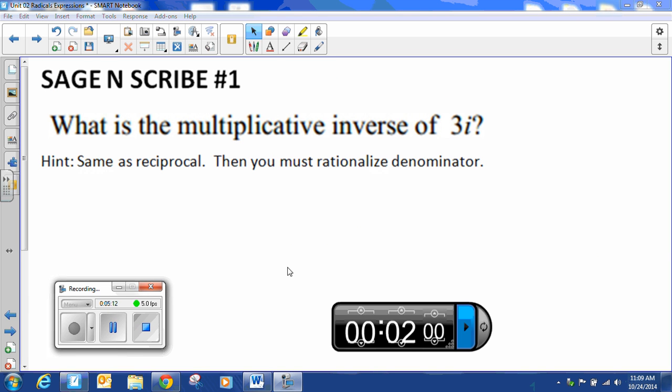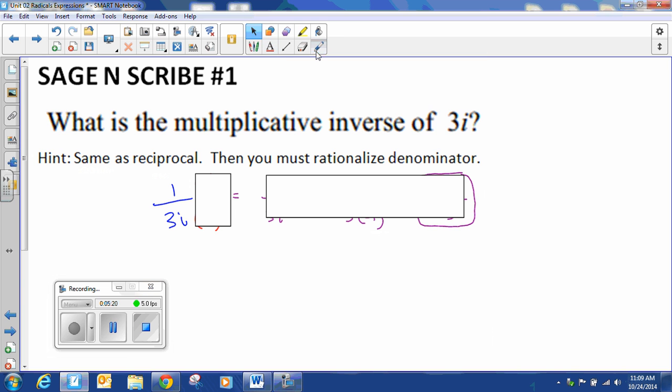Sage and scribe number 1. So the multiplicative inverse is really the reciprocal. So I recommend that you put a 1 under it, just like this, and then you reciprocate. So we end up with 1 over 3i. Now, because we have an i in the denominator, we cannot leave it like this. It's not rational, so we must rationalize.